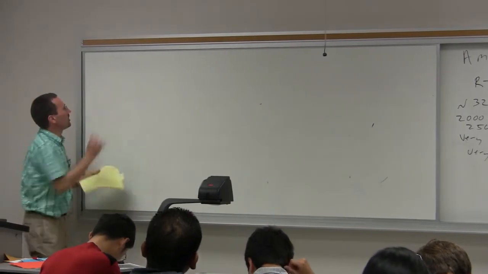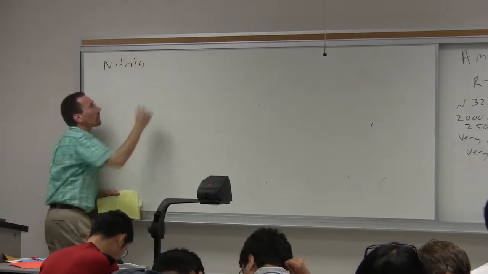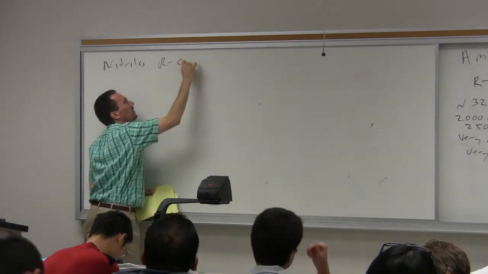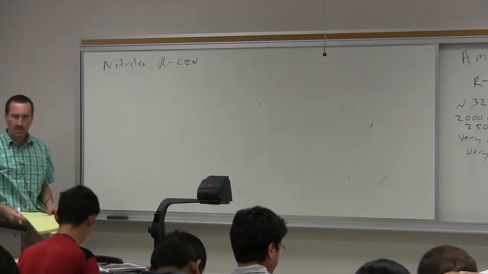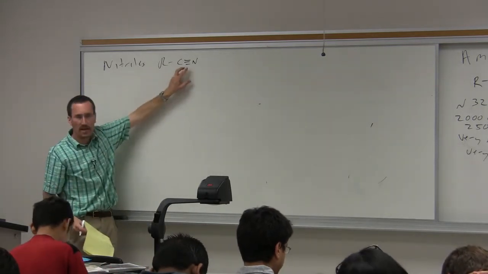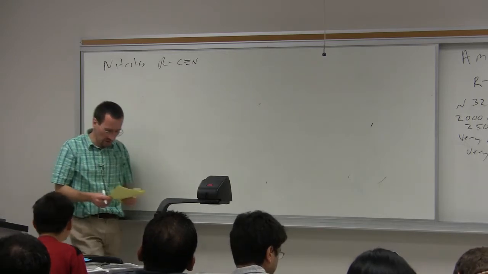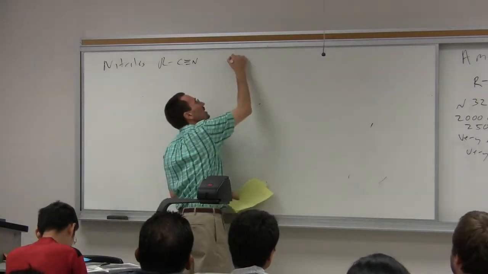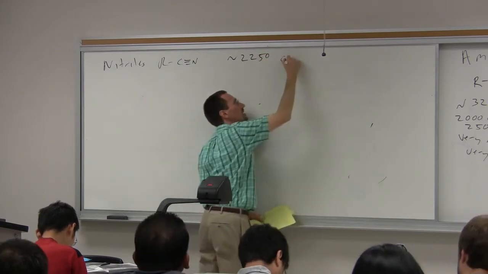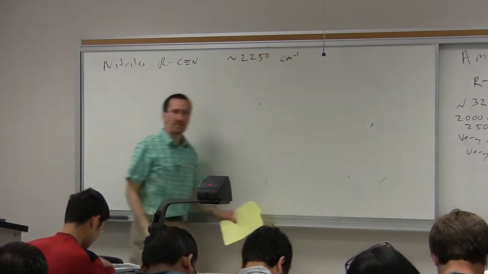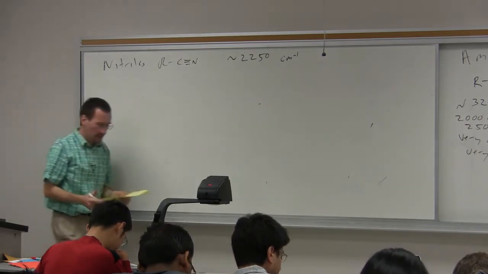All right, nitriles are carbon triple bond N. Nitriles always surprise me because I expect the carbon-nitrogen bond to be highly polarized. I expect it to be stronger, and it really isn't. The position ends up being very precise. It's about 2250 wave numbers. Doesn't vary a whole heck of a lot.